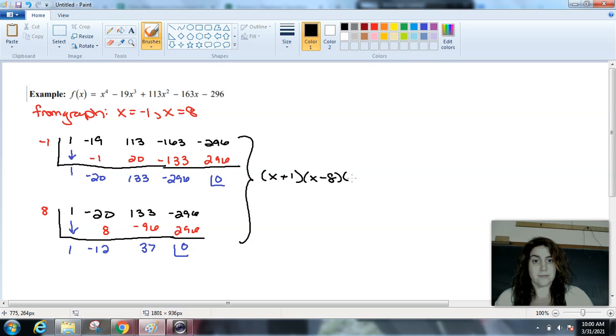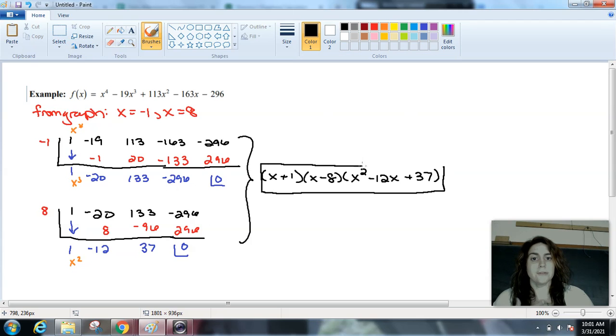And then I have this leftover function, which is x squared minus 12x plus 37. And again, just to remind yourselves, this started as an x to the 4th. When it drops down, this became an x to the 3rd. When it drops down, it becomes an x squared. So each division made it smaller and smaller. So this is your irreducible function. Those are your factors. You can't do anything else from there.